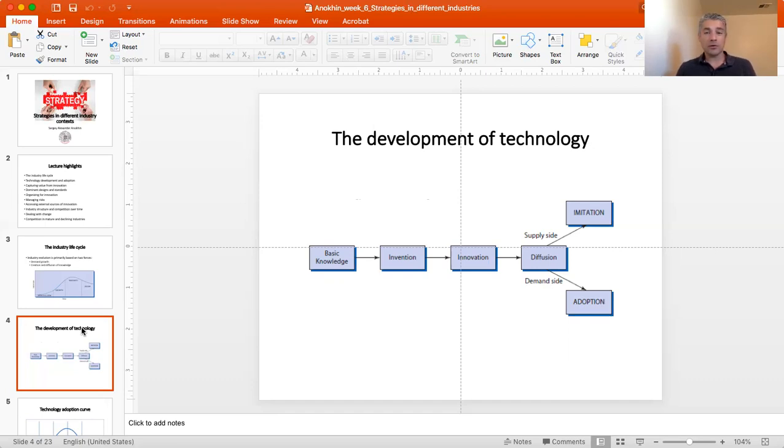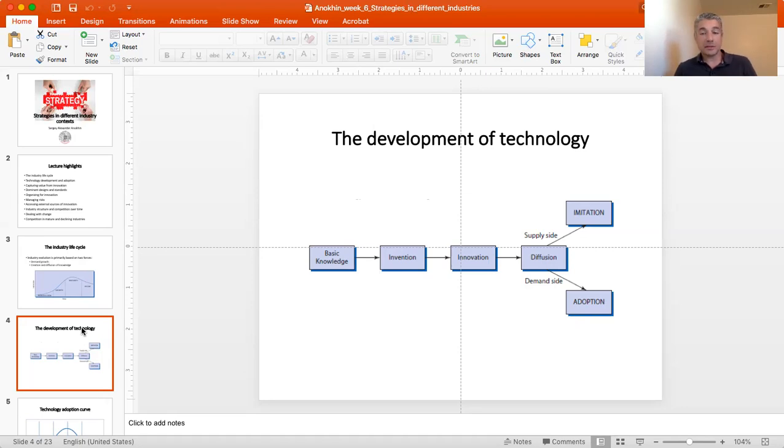But all those patents that companies have, the vast majority of them, even though they do reflect inventions, never make it to the innovation stage. There are multiple reasons why companies invest in inventions and never turn those products into innovations. We'll talk about those in a little bit. But once there is this innovation that's introduced to the market, two forces on the supply side and the demand side cause it to diffuse.